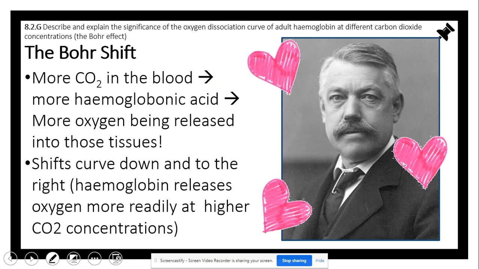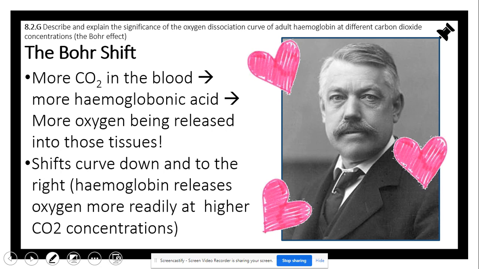Okay, so the Bohr shift is saying that when there's more carbon dioxide in the blood, you have more hemoglobinic acid forming. That makes sense. More hemoglobinic acid forming, we're releasing more oxygen into our tissues. Also makes sense. In tissues that are generating a lot of CO2, that means they're doing a lot of cell respiration. That means they need a lot of oxygen. So it's actually a really intuitive feedback loop when you think about it.